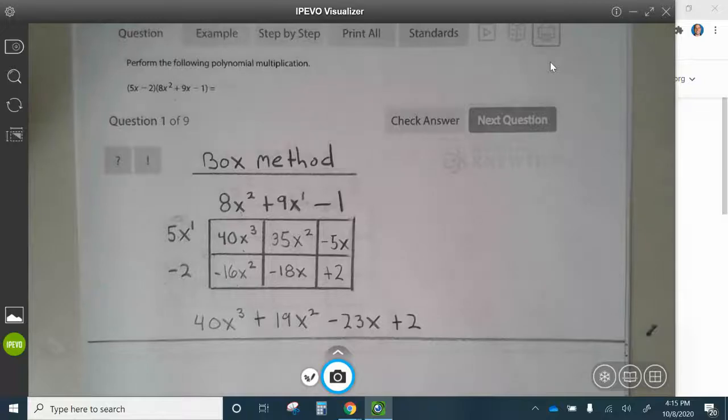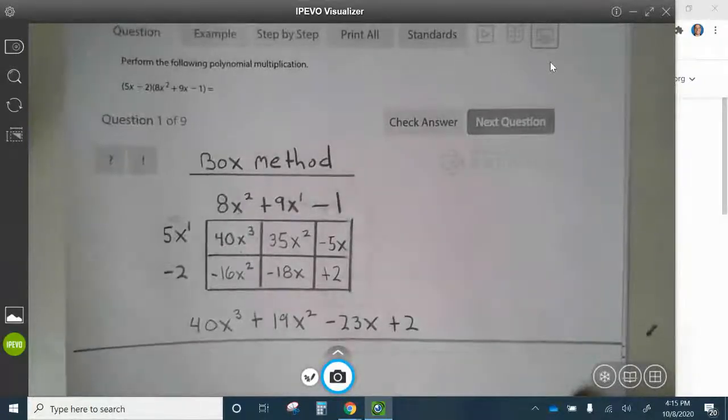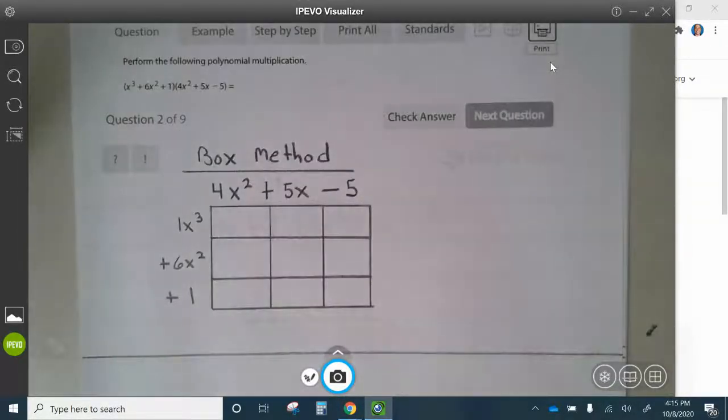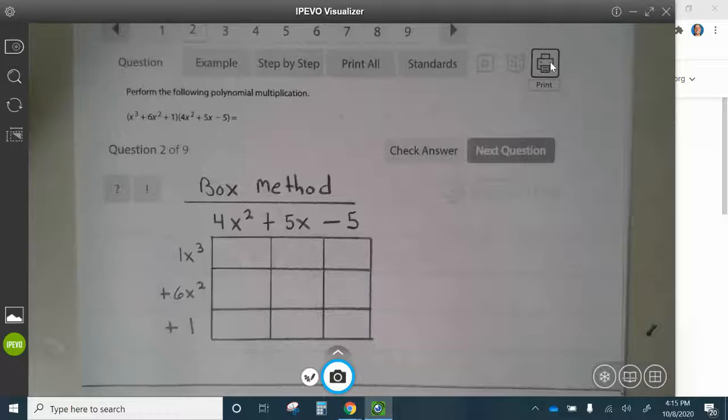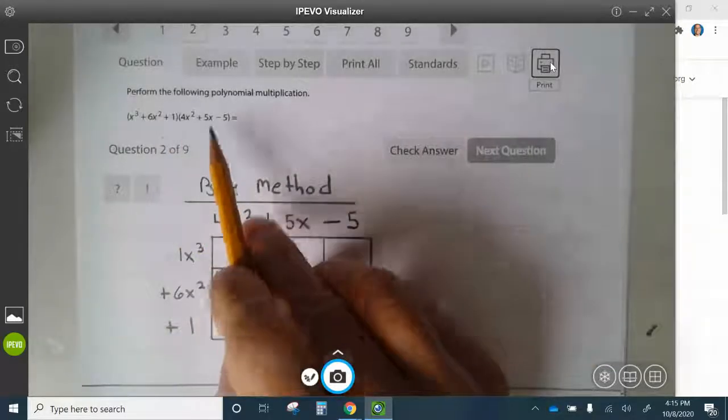All right, now let's take a look at question number 2. And again, I'm going to explain question number 2 using the box method as well. Perform the following polynomial multiplication. Okay, so we're multiplying this times this. So let's go ahead and do that.